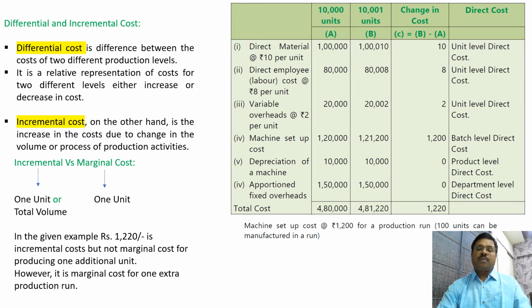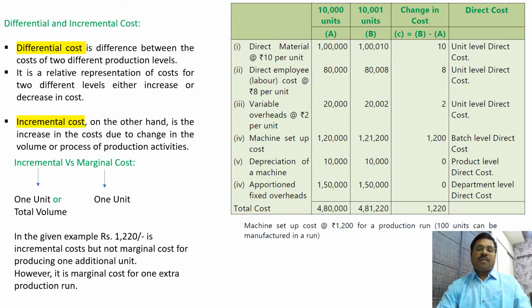So let me take you through the example which we have taken earlier. We have added a couple of 2-3 additional parameters for understanding this particular concept. In the earlier example, 10 rupees was the marginal cost of direct material, 8 rupees direct employee, and variable overhead 2 rupees. Now to understand this concept of incremental cost and marginal cost, there is a machine setup cost which is 1200 rupees for every production run. Each production run can produce 100 units.